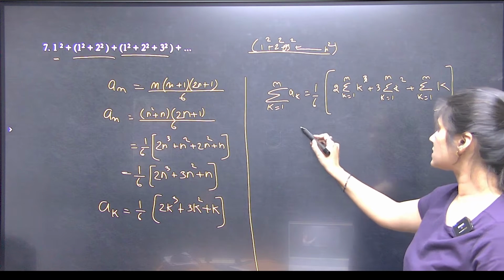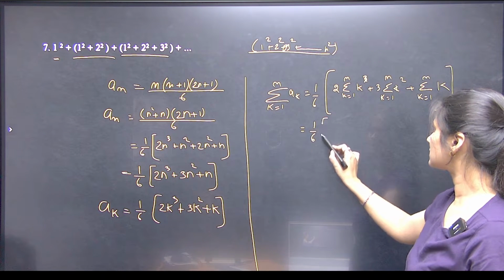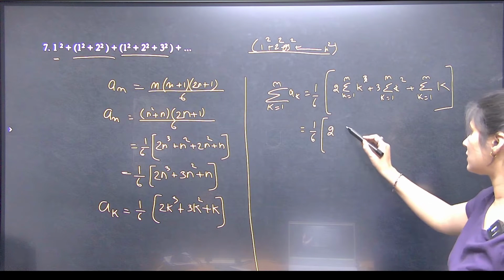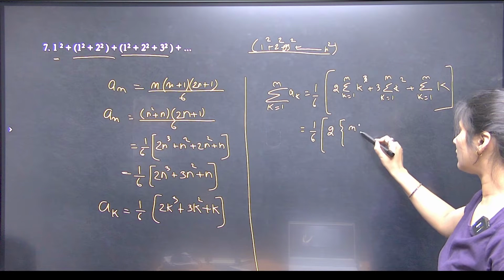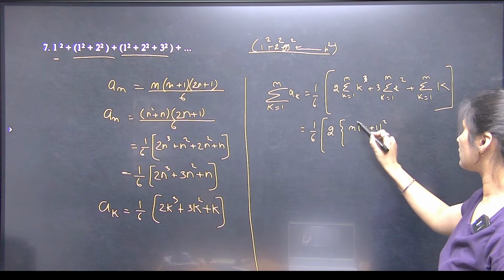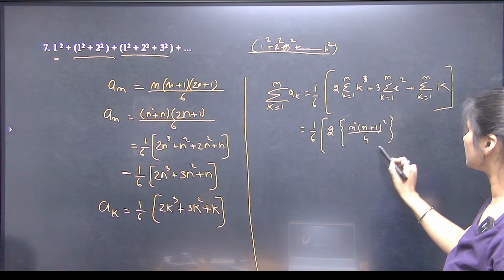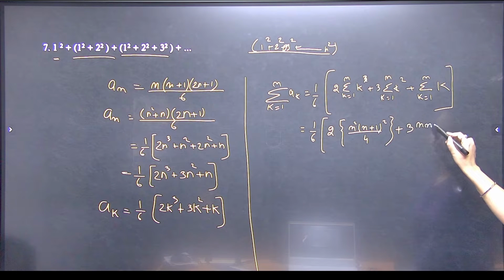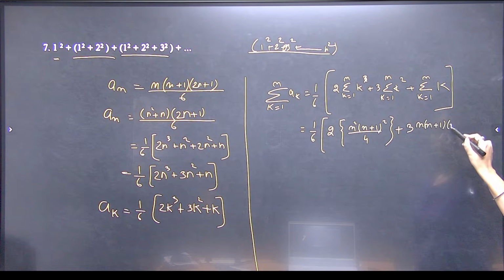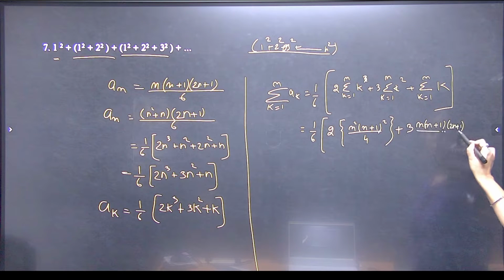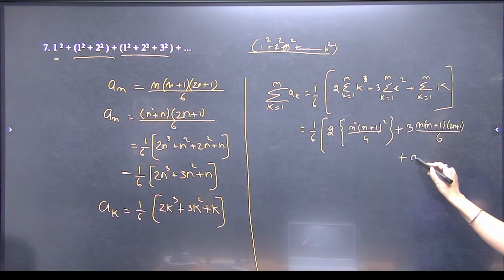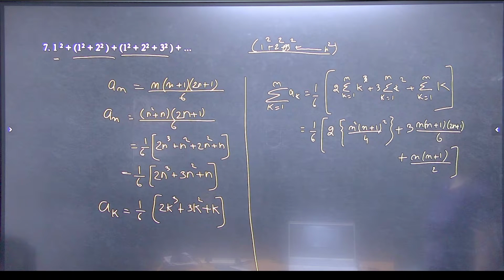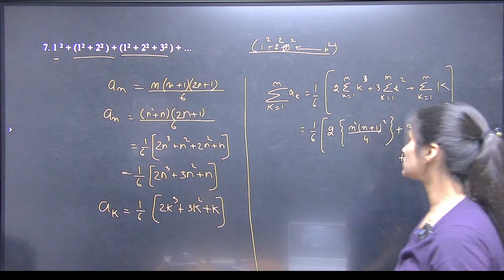Okay, now it is 1 by 6 2. Now what is the sum of cube of natural number? So we have (n plus 1) square by 4. Okay, then we have plus 3, it is (n plus 1)(2n plus 1) by 6, and then we have (n plus 1) by 2. Got it? Okay, so what it will give?